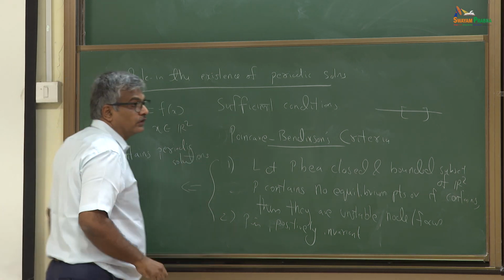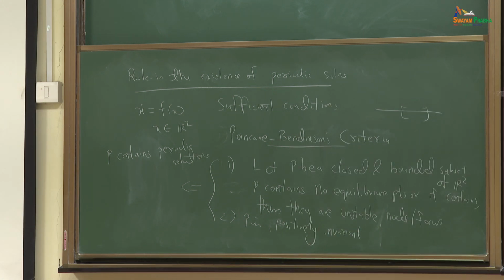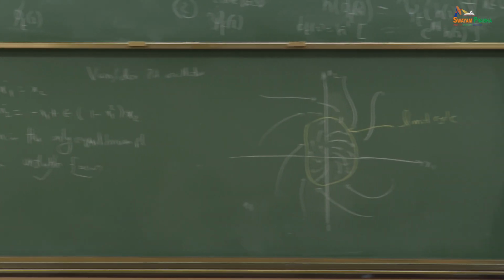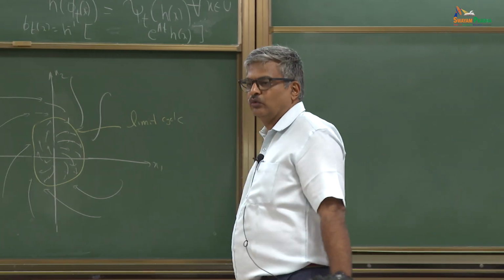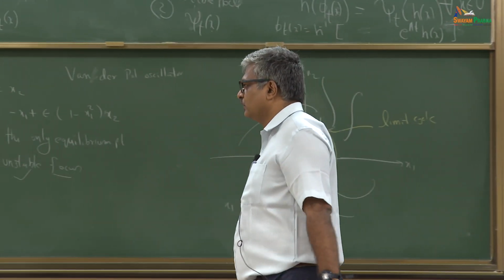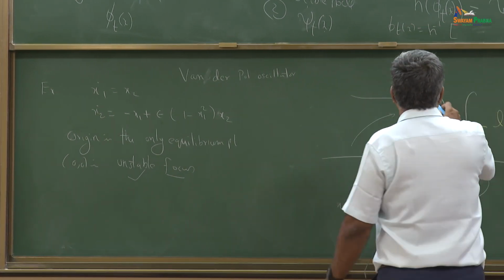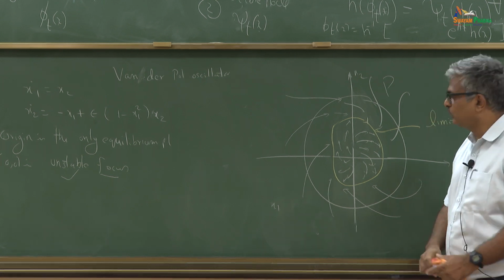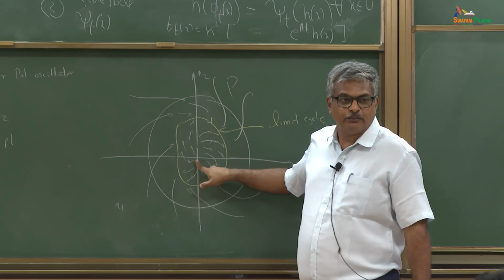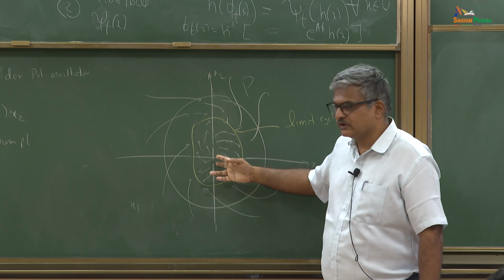As I said, it doesn't talk about limit cycles, it only talks about periodic solutions. So the existence of periodic solutions is guaranteed if the Poincare-Bendixson criteria hold. That means you have a closed and bounded set. For example, think of this to be P. It's a closed and bounded set. It contains an equilibrium point, which is an unstable node or focus, whatever it is.